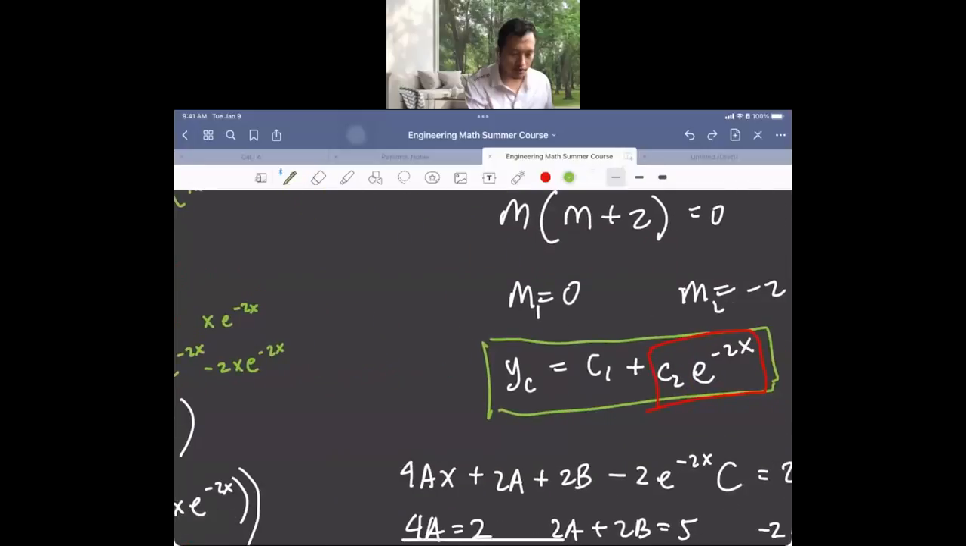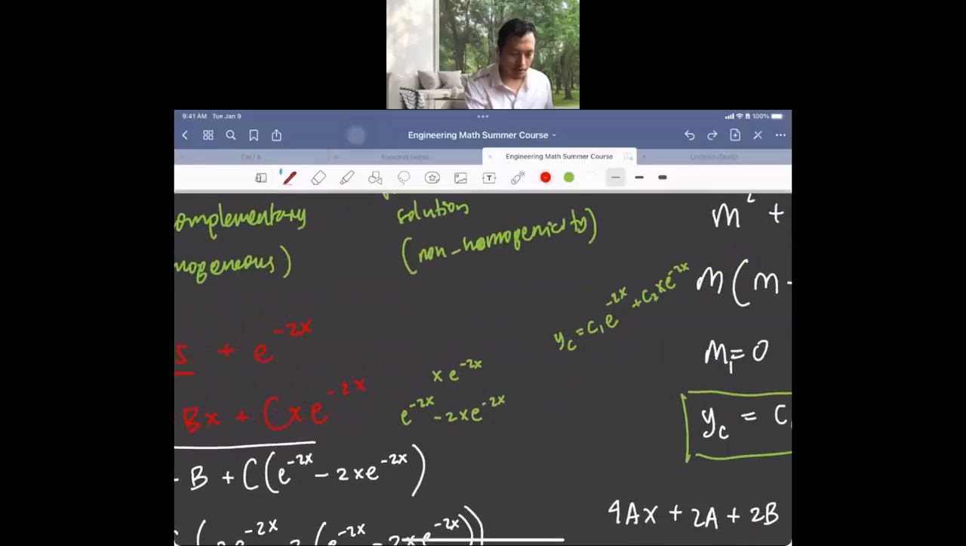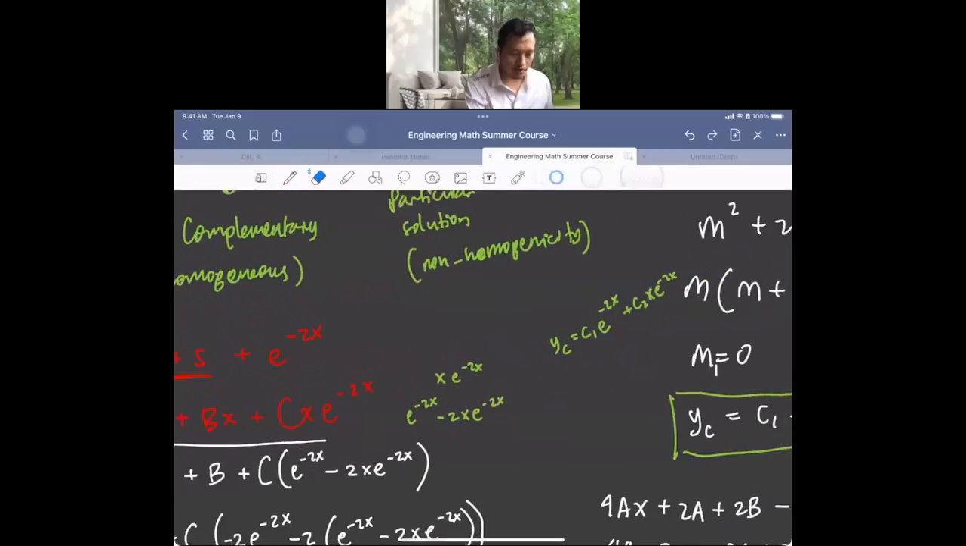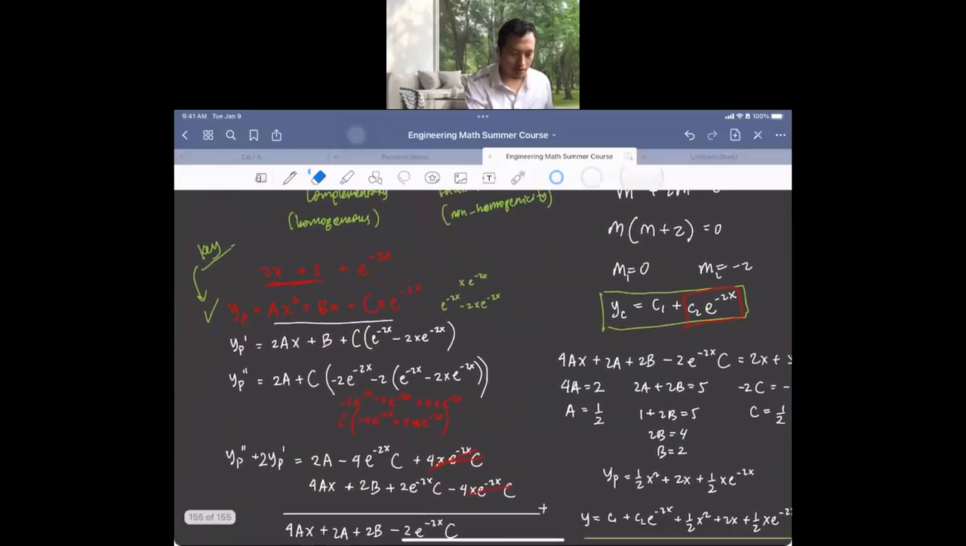But if we have, for example, the form of the yc having c1 e negative 2x plus c2 x e negative 2x, so we have both cases here. So what can we write here? We can write x squared. And the same thing if you have another duplication, you can write x cubed and so on. I hope that's clear.